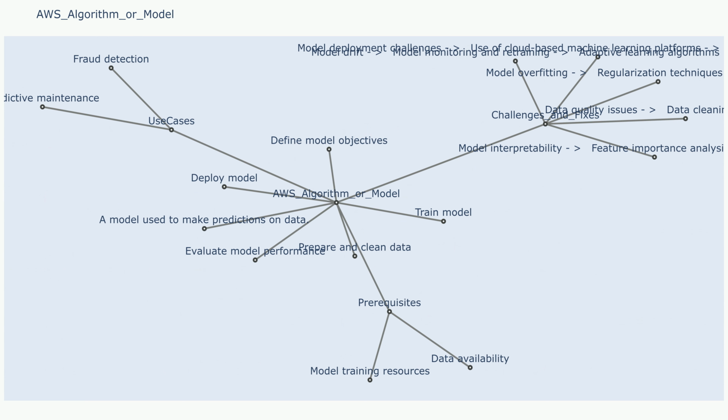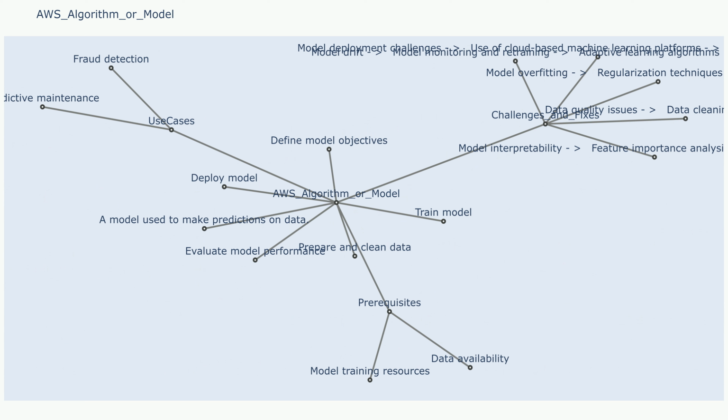Steps: define model objectives. Clearly define the problem you want to solve and the desired outcome of the model. This includes specifying the target variable, the type of prediction, classification, regression, etc., and the evaluation metrics. Prepare and clean data. Data preprocessing involves cleaning, transforming, and organizing data to ensure its quality and suitability for training a model. This includes handling missing values, outliers, and categorical features, and transforming data into a format compatible with the chosen machine learning algorithm.